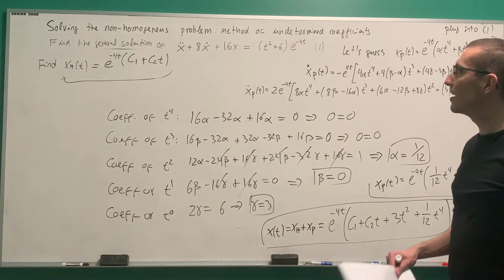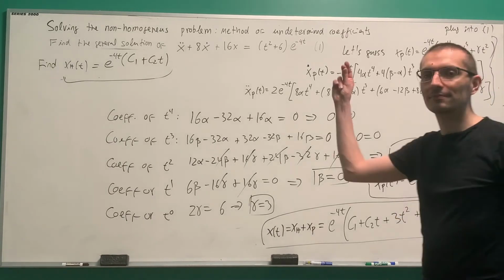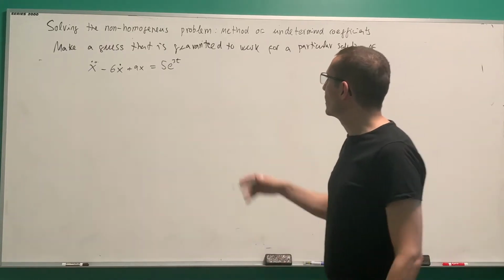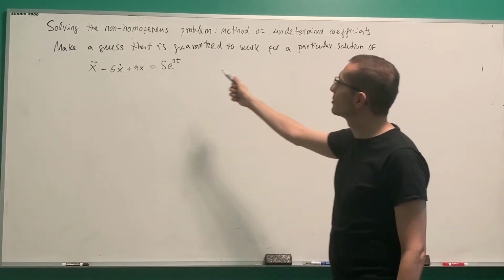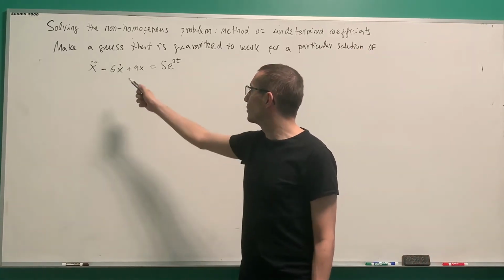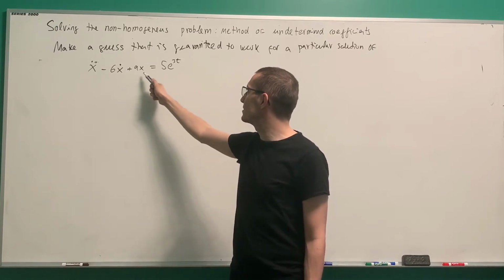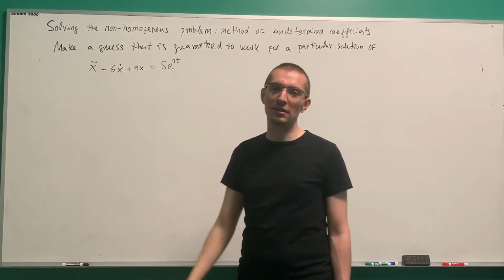All right, so let's erase and consider more examples. All right, so here's the question. Make a guess that is guaranteed to work for a particular solution of this problem. x double dot minus 6x dot plus 9x equals 5e to the 3t.